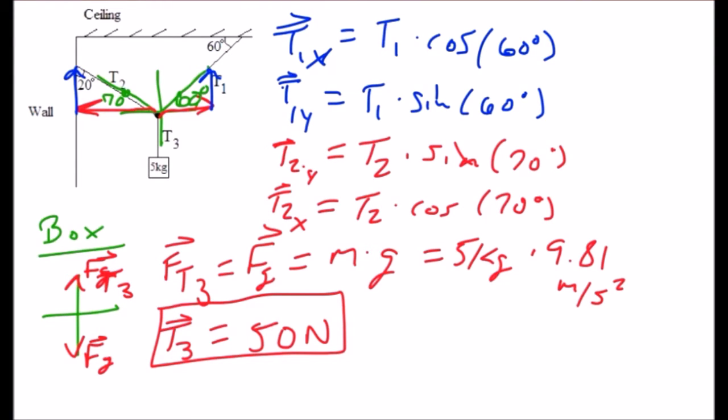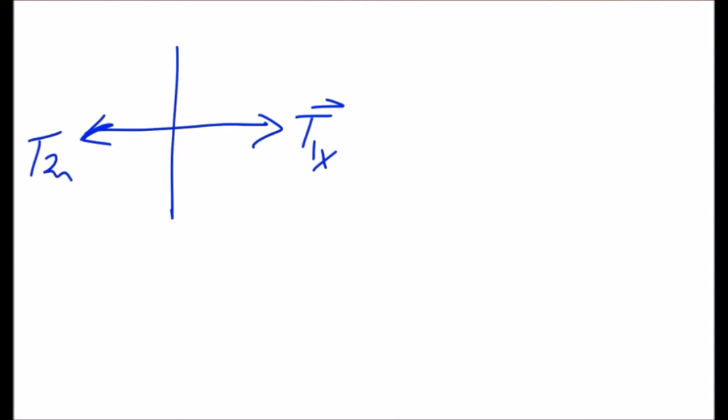I also want to redraw my free body diagram now that I have decomposed those. So let's get some space. All right, so I'm going to have a T1x this direction. I'm going to have a T2x in this direction. I'm going to have a T1y in this direction, and I'm going to have a T2y in this direction. And finally, I have a T3 in that direction. Does everybody agree with all of that?